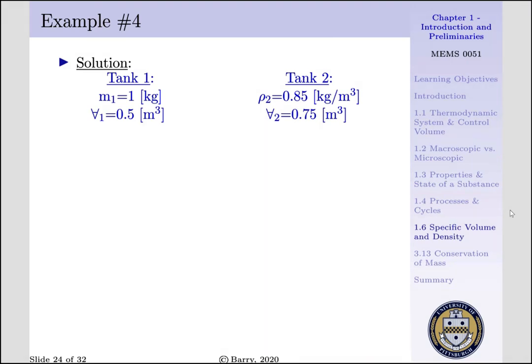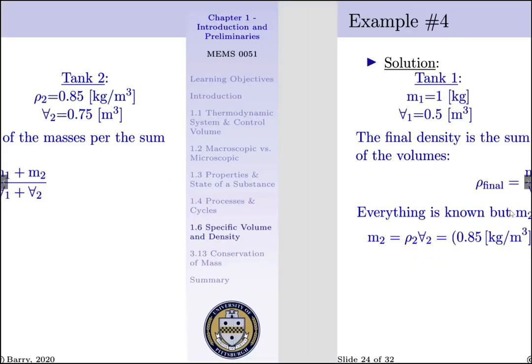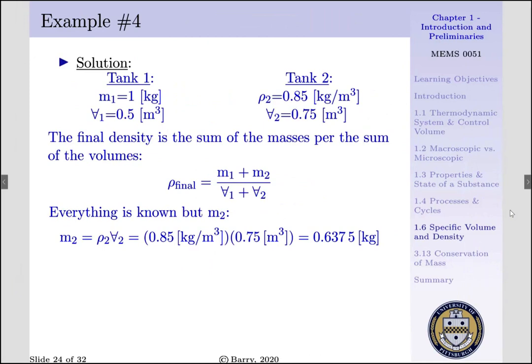Our final volume is going to be the sum of our two volumes, and our final mass is going to be the sum of our two masses. That is, our final density would be the sum of our two masses, m1 plus m2, per the sum of our volumes, v1 plus v2. We have all information except m2. Our mass at state 2 is determined by multiplying our density times our volume.